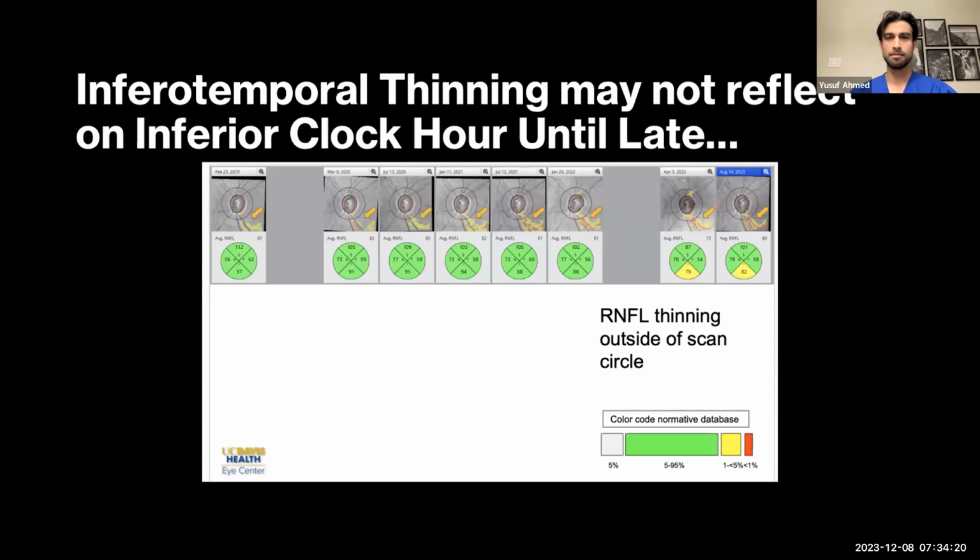And this can really be best illustrated as Dr. Lim gave us a picture of a guided progression analysis on the RNFL. You can see on the left-hand side of the screen in 2019, there is that inferotemporal RNFL, that area that's thin, but jump all the way 4 years later to 2023, then it's only reflected on the inferior quadrant clock hour. So you should have that in the back of your mind to make sure that you're not missing any early glaucoma or glaucoma progression. Essentially, look at the inferotemporal RNFL on the deviation map.